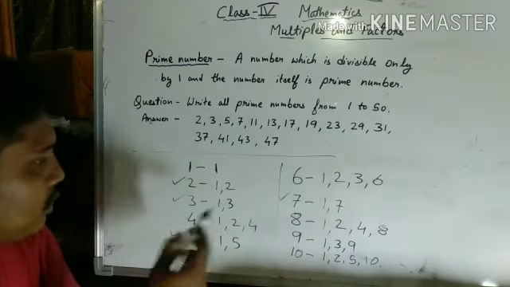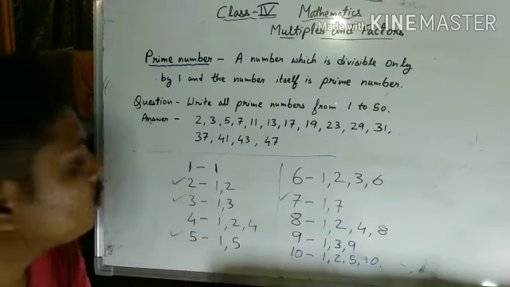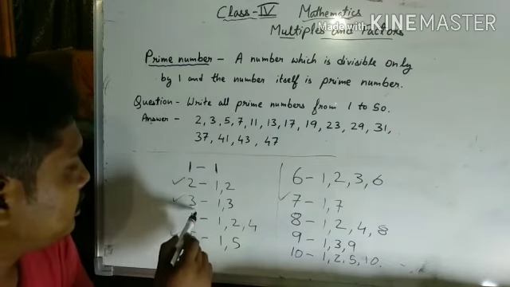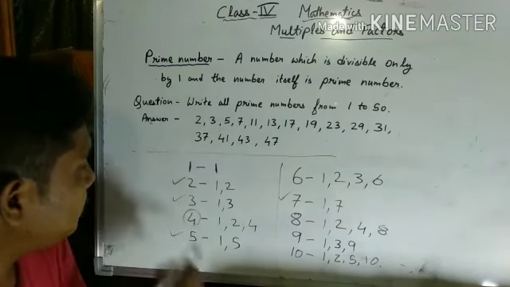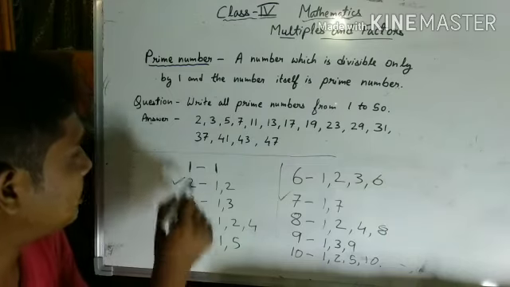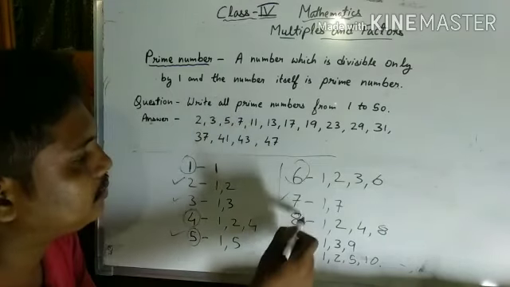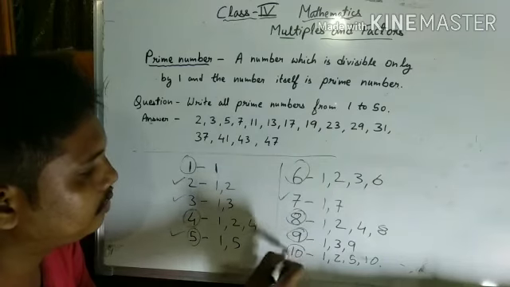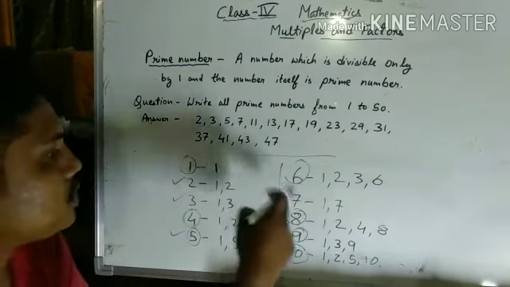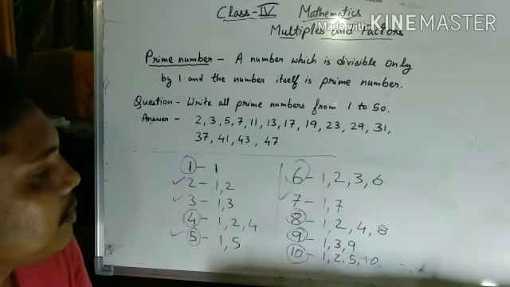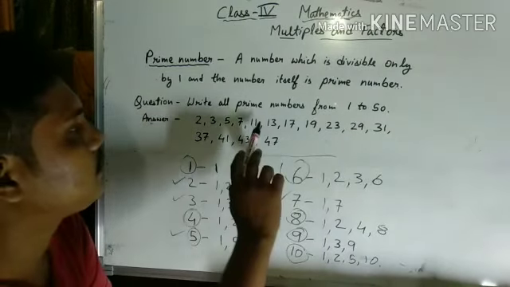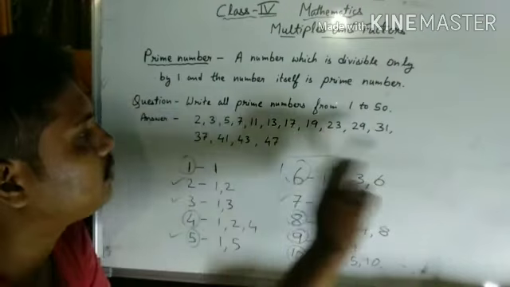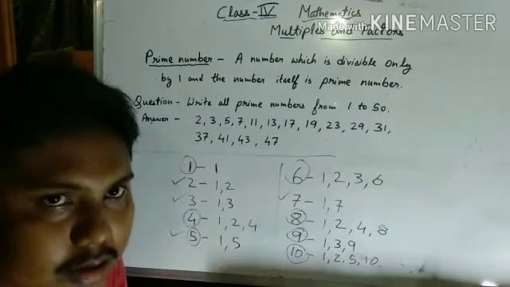Now what happens to the numbers that have more than 2 factors? This is not a prime. This is not a prime. This is also not a prime. This is not a prime. Not prime, not prime, not prime. So the numbers which I have ticked are prime numbers. So you have to remember all these numbers: 2, 3, 5, 7, 11 till 47. All these are prime numbers. You have to learn this. Okay.